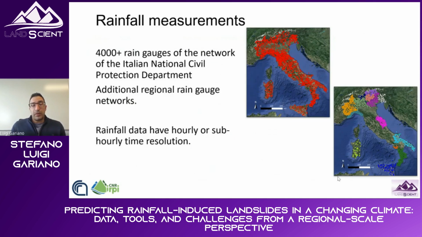At the beginning, I said we need accurate landslide information, but we also need accurate rainfall information. In Italy, we have a very good network from the Italian National Civil Protection Department, but we also have some regional networks. And thanks to several agreements from my institute with all these institutions, we can now rely on more than 4,000 rain gauges, well distributed all over the Italian territory, and providing rainfall data with hourly or sub-hourly time resolution.